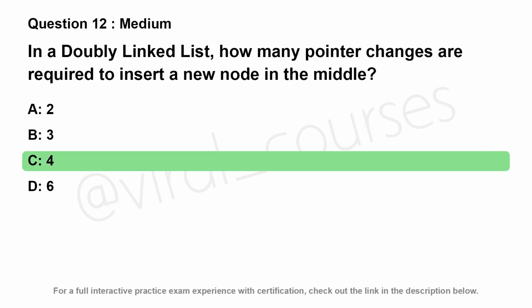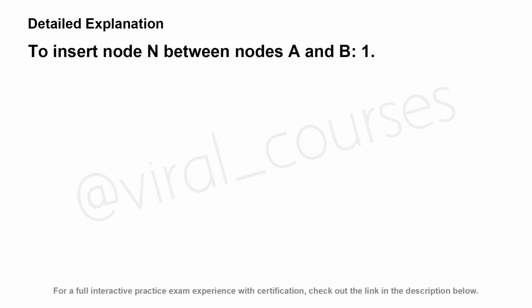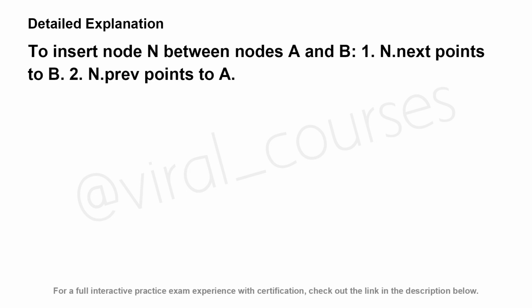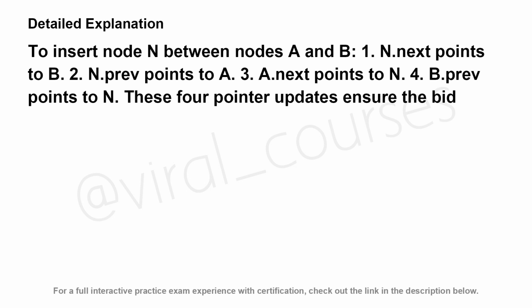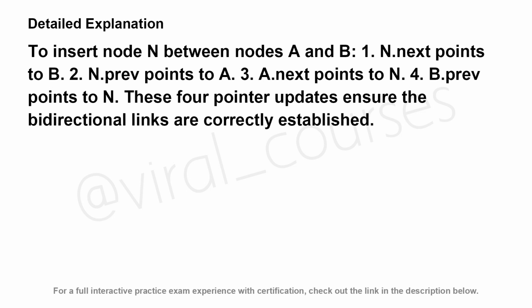The correct answer is C. To insert node N between nodes A and B: 1. N.next points to B. 2. N.previous points to A. 3. A.next points to N. 4. B.previous points to N. These 4 pointer updates ensure the bidirectional links are correctly established.